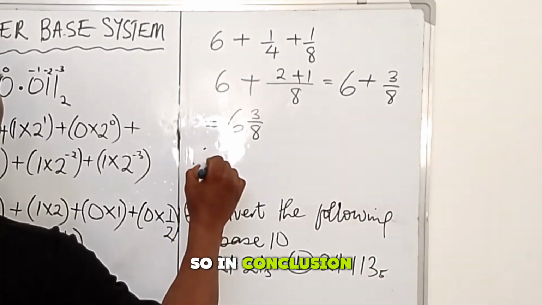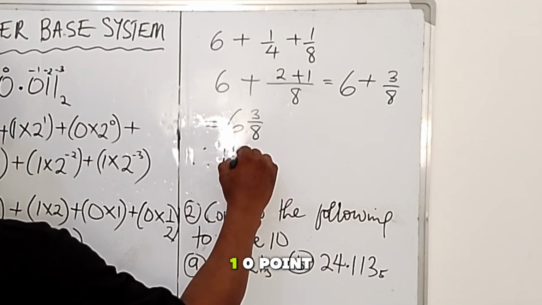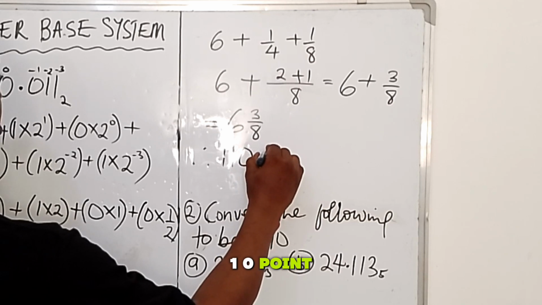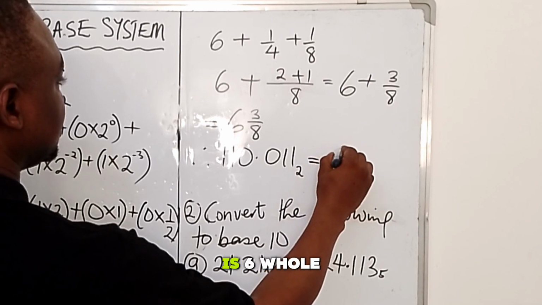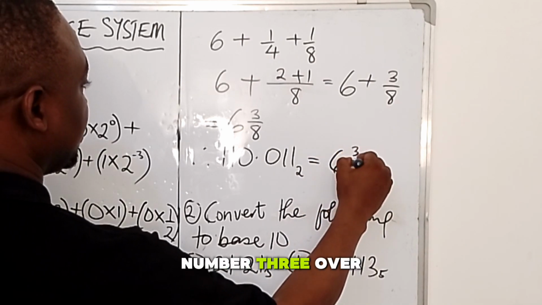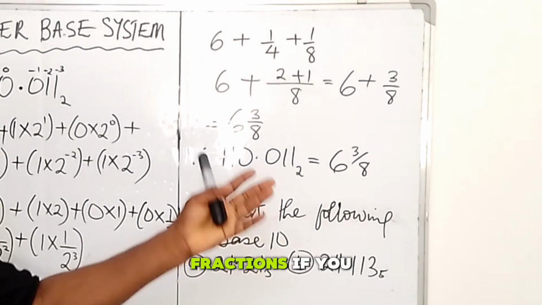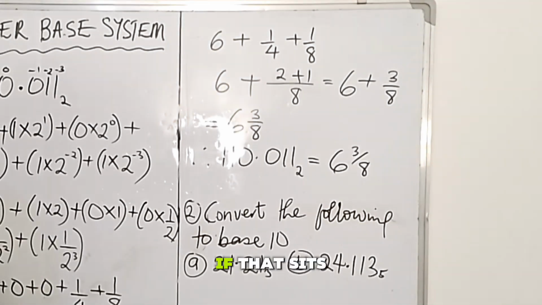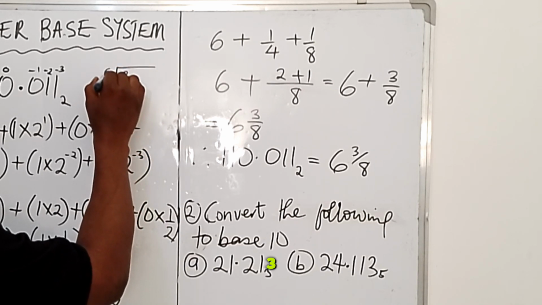So in conclusion, 110.011 base 2 is 6 whole number 3 over 8. You can keep your answer in fractions if you like, if that sits well with you. It doesn't take anything. That is 3 over 8.